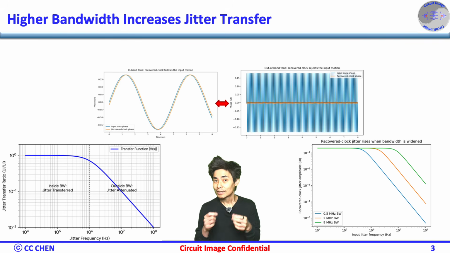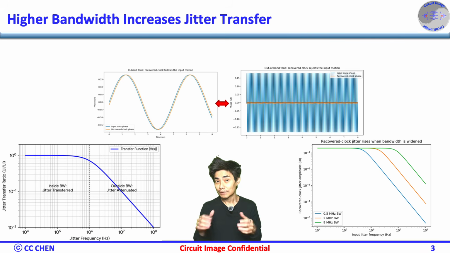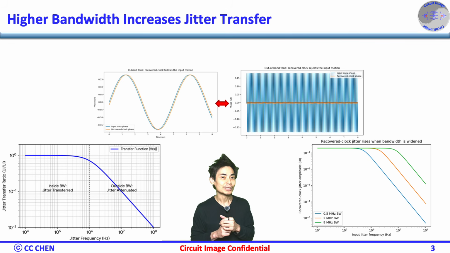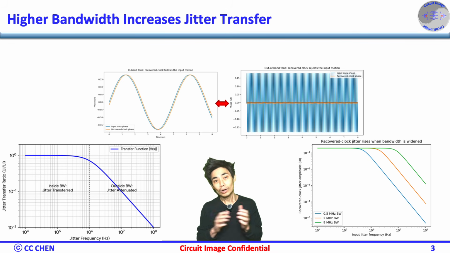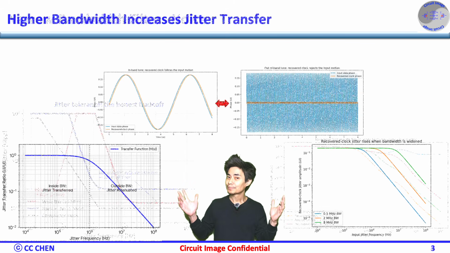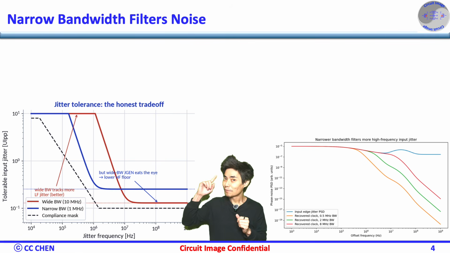Then the sampler is using a clock that shakes. So higher bandwidth gives better tracking, but also higher jitter transfer. This is the first major reason we cannot just increase bandwidth forever. What does that mean? If you have a limited bandwidth, think about the low-pass filter image for 5 seconds.